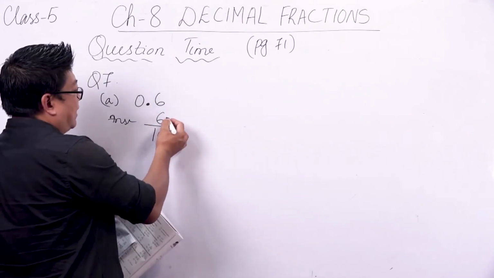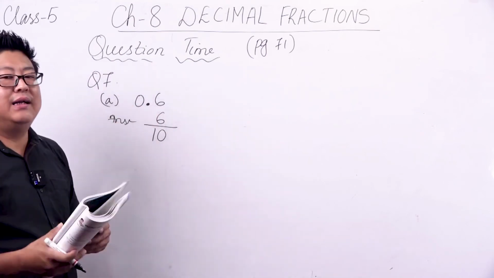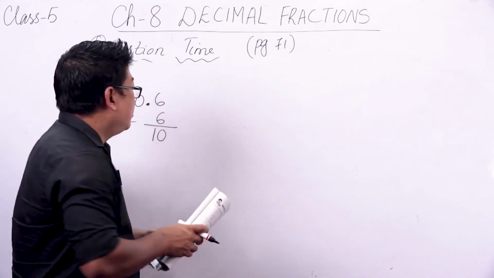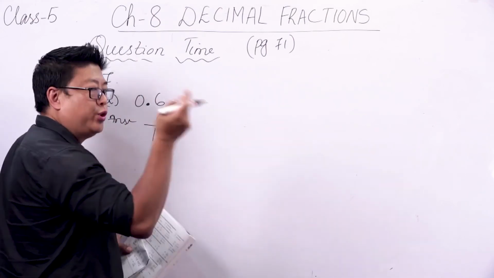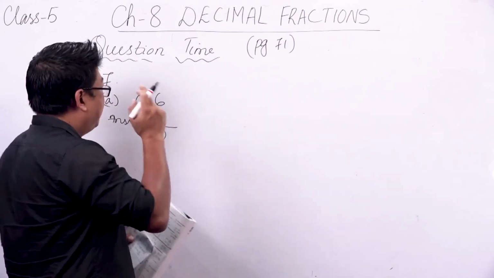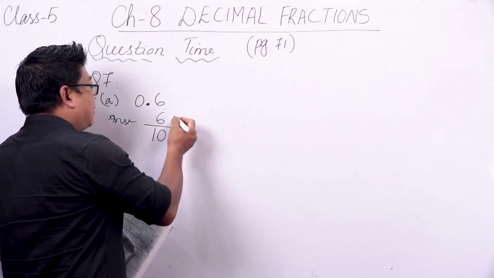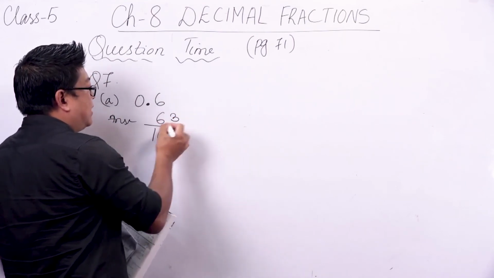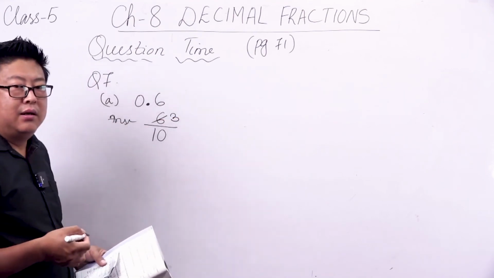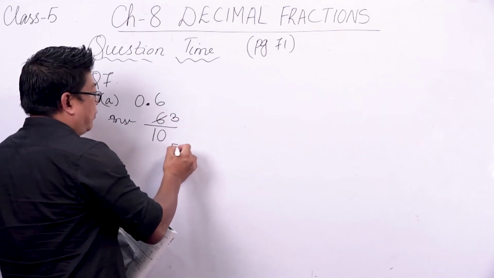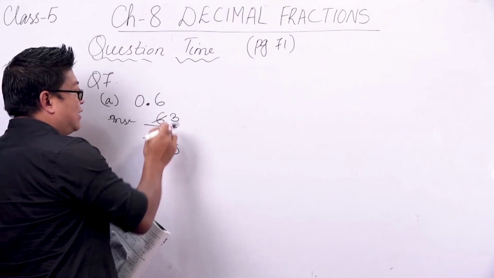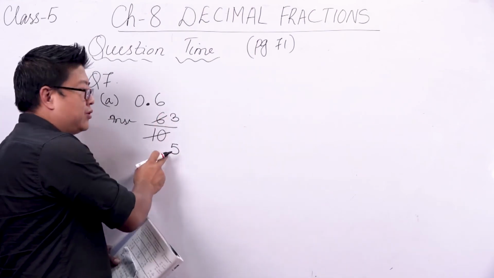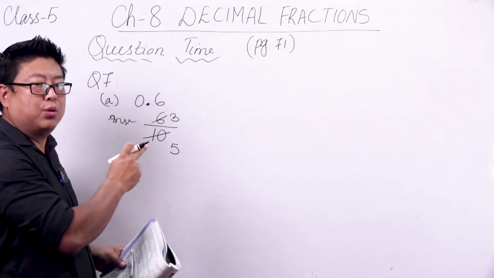Now, if you look at 6 and 10, they are both in the multiplication table of 2, right? So I'm going to use 2. Keep 2 in your head, imaginary 2, and try to divide. 2 into 3 is 6, and 2 into 5 is 10. If you cancel this, you have to cancel that with the same number. That means I cancel this with 2, and I cancel this also with 2.